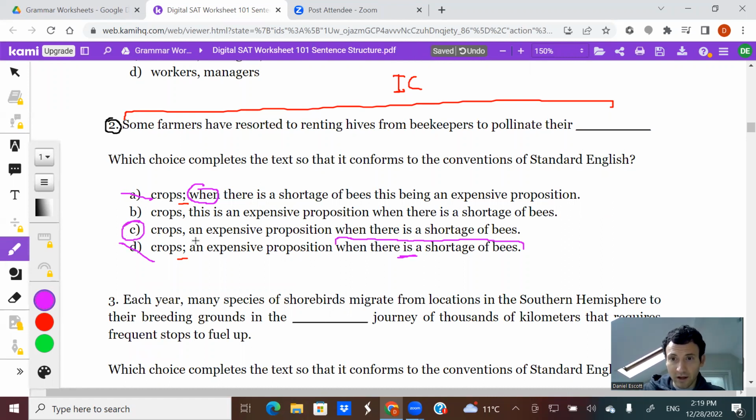An independent clause, a comma, and then just some extra information that further explains. Some farmers have resorted to renting hives from beekeepers to pollinate their crops, independent clause, an expensive proposition when there's a shortage of bees. Just kind of explaining a little more. It's not B because B is a comma splice. If you want, pause the video and take a moment to read B. You should notice there that you have two independent clauses, because this is an expensive proposition is an independent clause. This being your subject, is being your verb. Okay, we're going to look at two more problems.